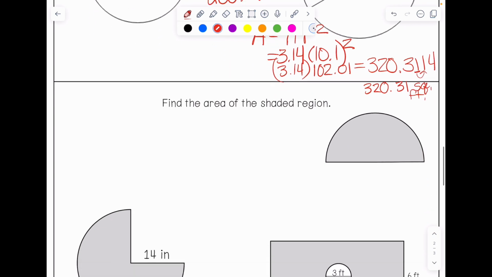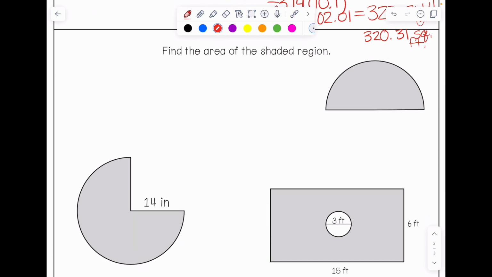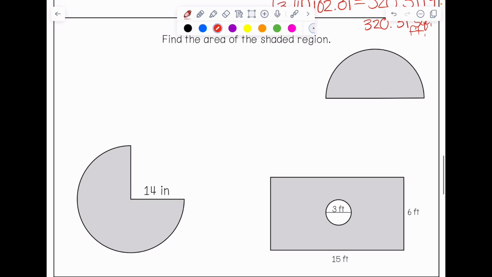All right, so now let's start applying that area formula to some other types of shapes. Here, we're going to use what we know about the area of a circle to solve for these other ones. So here I have a semicircle.